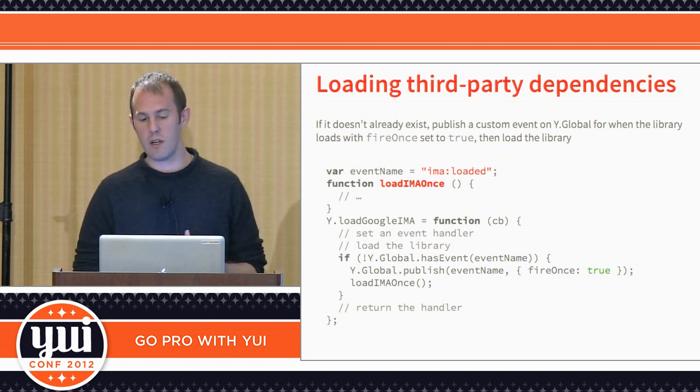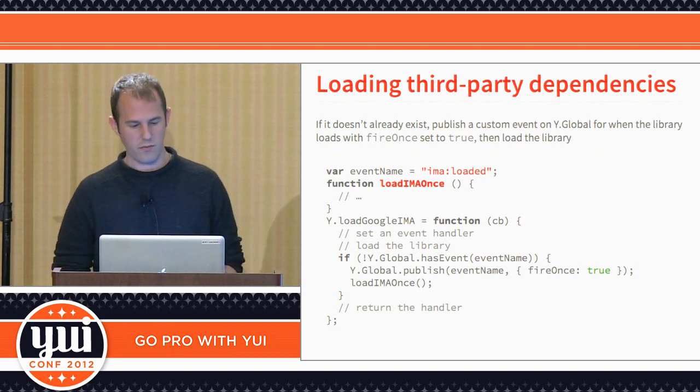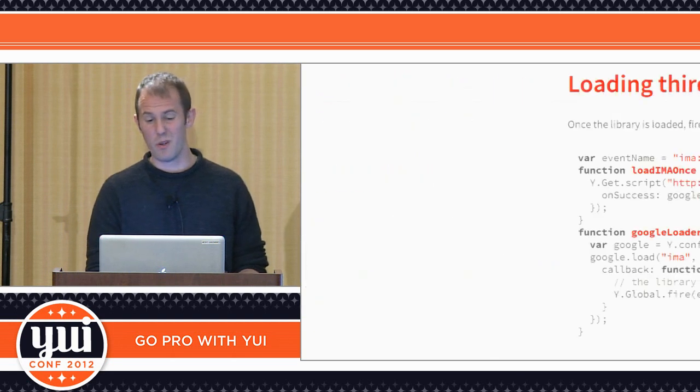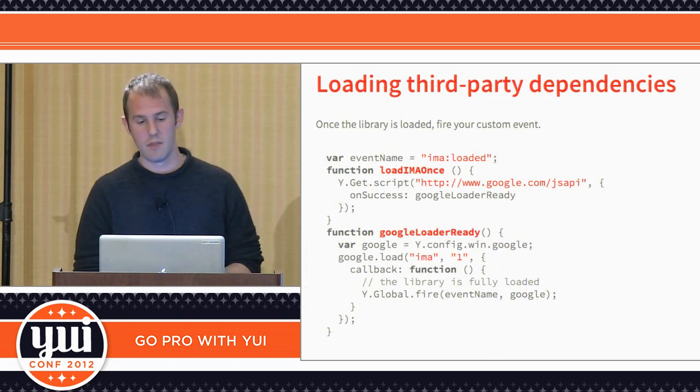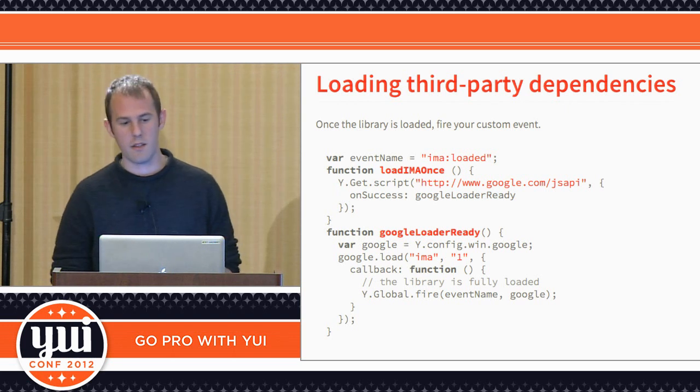And then new event listeners will be notified as soon as that event fires, or the next time a function comes through. If the library is already loaded, then the new listeners will be notified right away. And then we load the IMA library one time. And this is just an example of doing that and then firing the custom event.